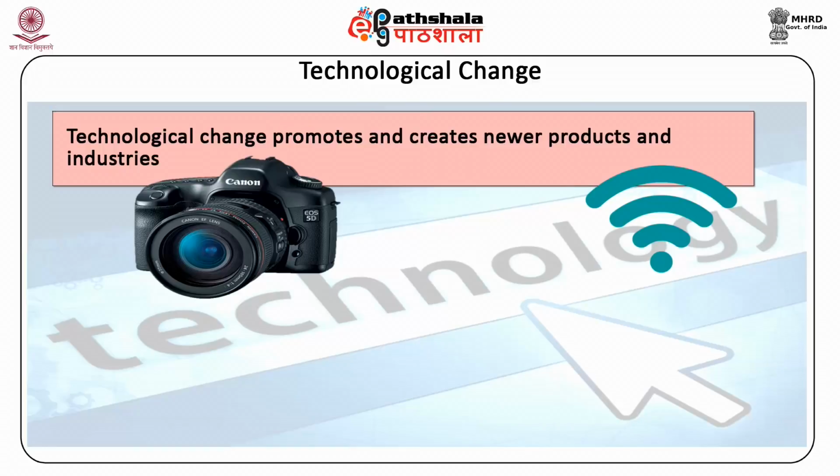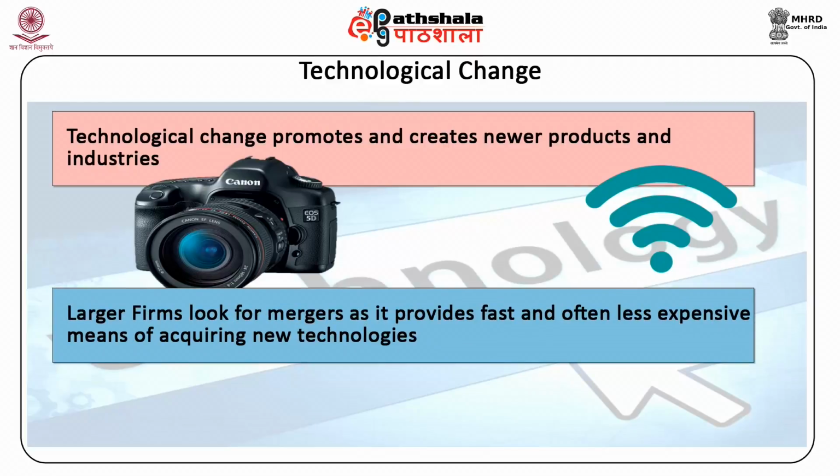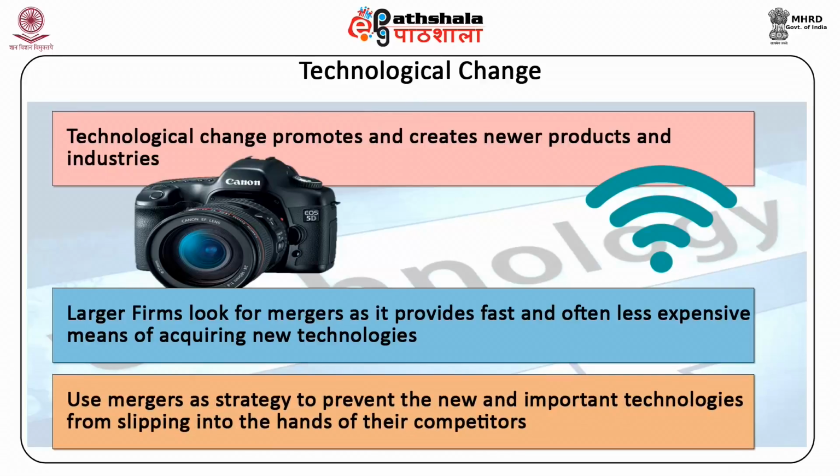With a shortage in the talent pool and shortening of product life cycles, larger firms have neither the luxury of time nor the resources for innovation. Under such a situation, they look for mergers, as it provides a fast and often less expensive means of acquiring new technologies and technical know-how to overcome the shortcomings in their current line of products. They also use such mergers as a strategy to prevent new and important technologies from slipping into the hands of their competitors.